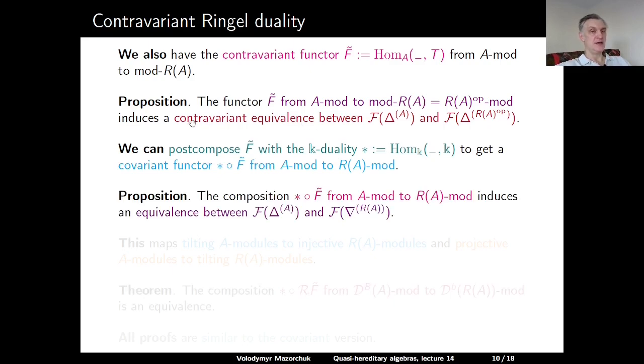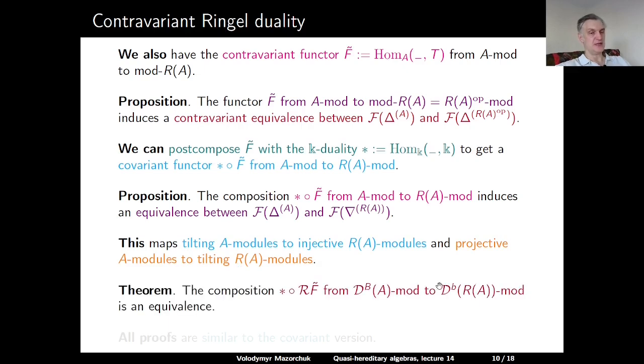And then the reformulation of this proposition will look as follows. This composition of duality after f tilde, and that's a functor from A mod to R_A mod, induces an equivalence between the category of A modules with standard filtration and the category of R_A modules with co-standard filtration. This equivalence maps tilting A modules to injective R_A modules and projective A modules to tilting R_A modules.